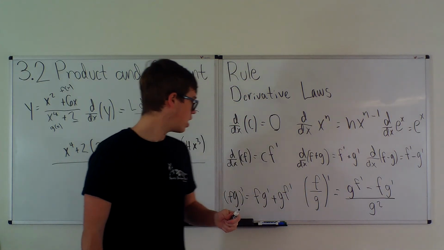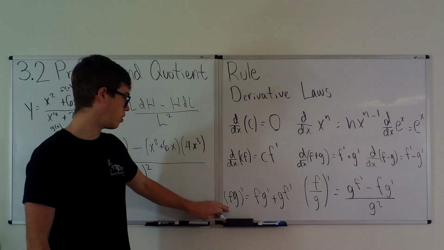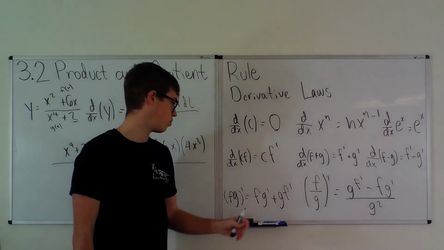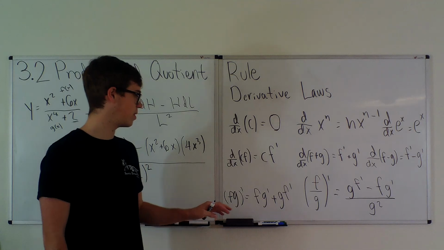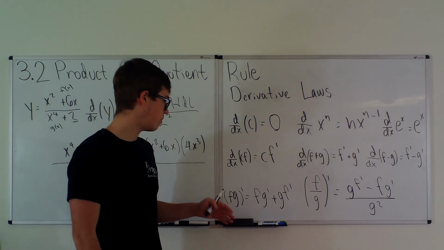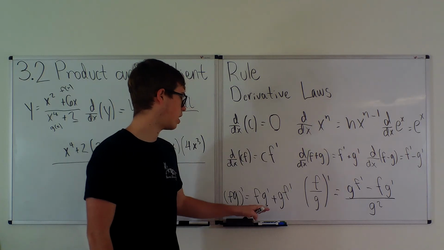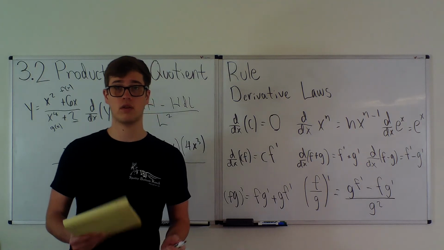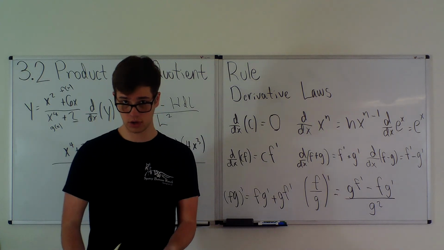And then the last two things that we learned from the lecture today are the product rule and quotient rule. The derivative of f times g is equal to f times the derivative of g plus g times the derivative of f. So first d last plus last d first.